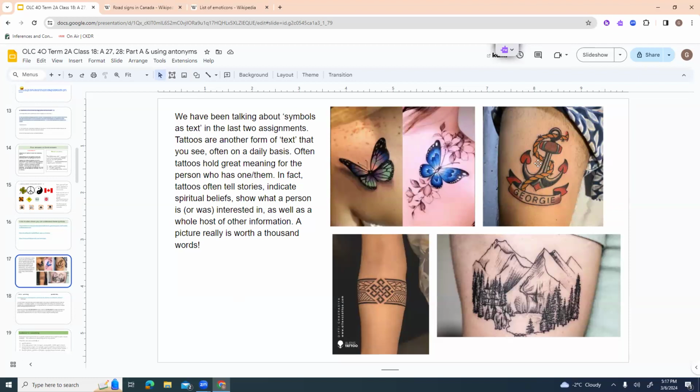So, for example, here we've got Georgie, sounds like that's the person that they were interested in. Sometimes the anchor is thought of as a symbol for guys that were in the Navy. Butterflies are often a symbol for transformation. So people often have them as tattoos to show that they're changing. This one might suggest that the person likes Celtic symbols. And I'm not sure with this one, although it's beautiful, but it might be somebody's favorite place to go.